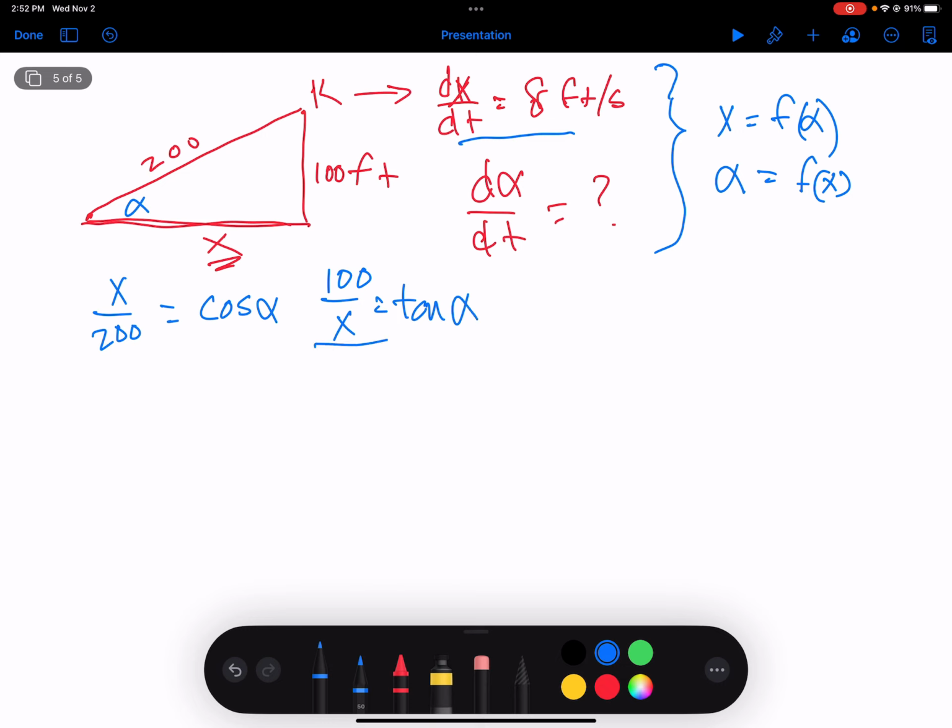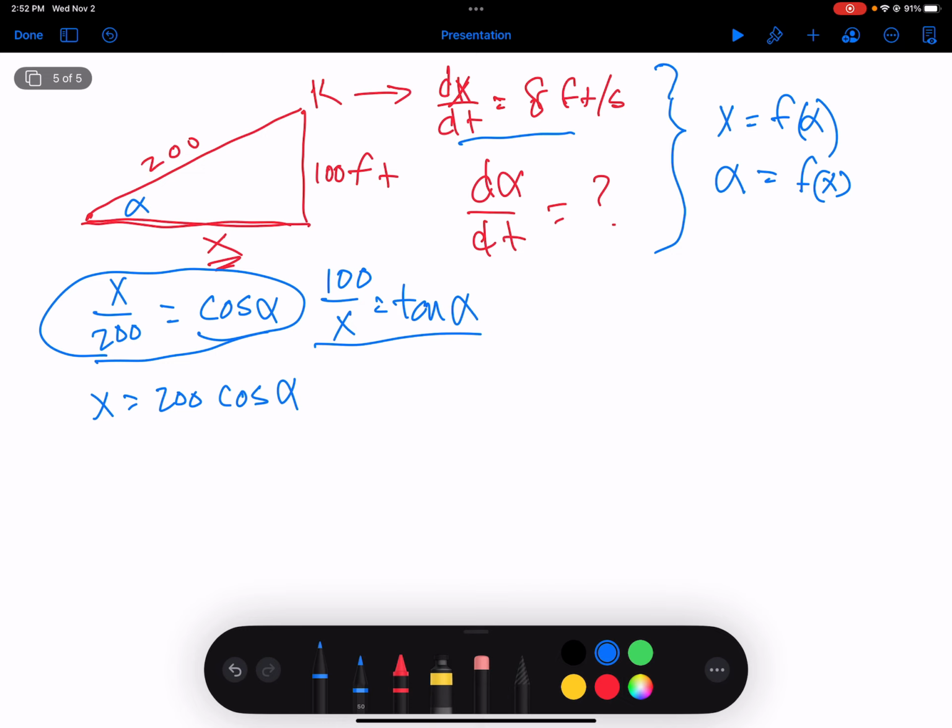That's perfectly valid. However, I'm more familiar with taking the derivative of a cosine, and I know I'm going to have to do that. So let's use this formula here, and let's rewrite it as follows. x equals 200 cosine alpha.